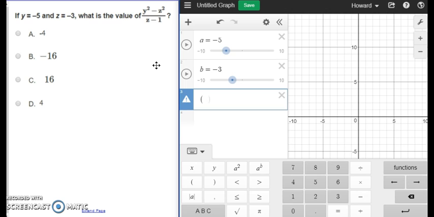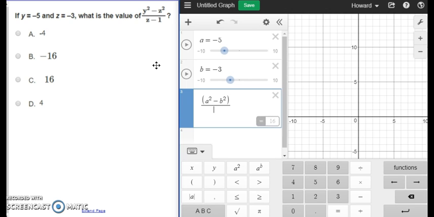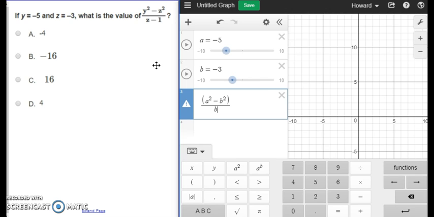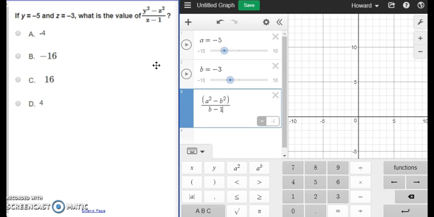So I have, and I'm going to put this in parentheses since it's on the top of a fraction, a to the second power, press to the right to get off the exponent, minus z, excuse me, in this case I used b to the second power. I'm going to come out of the parentheses. I'm going to hit divide. Now I have b minus 1. And in this case, my answer is negative 4.